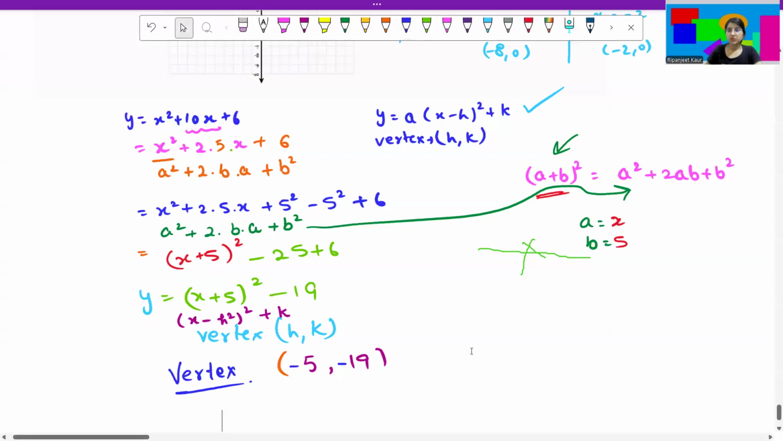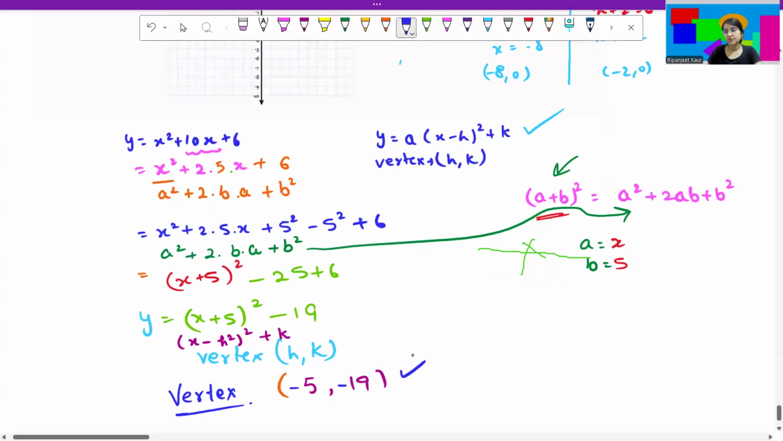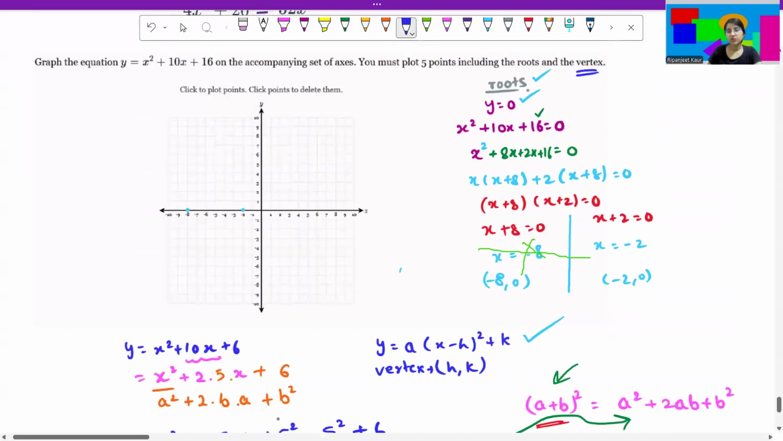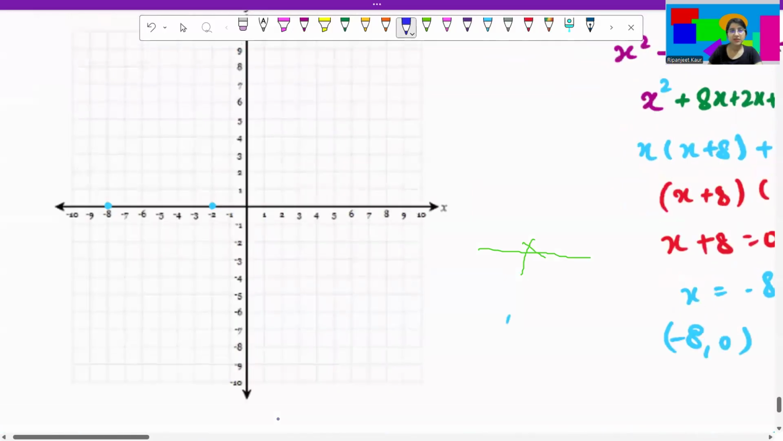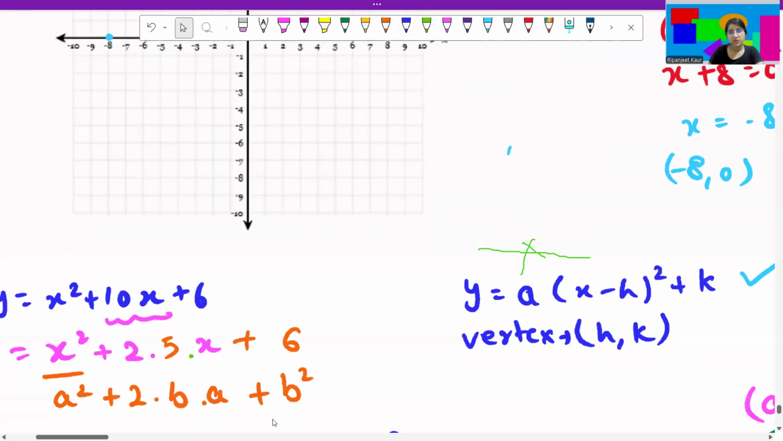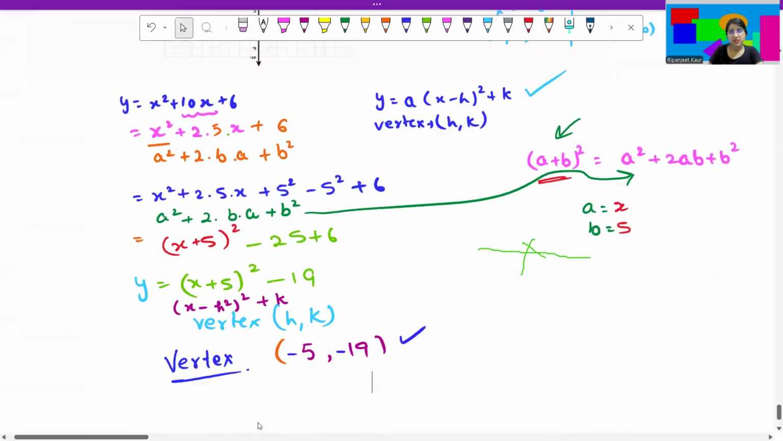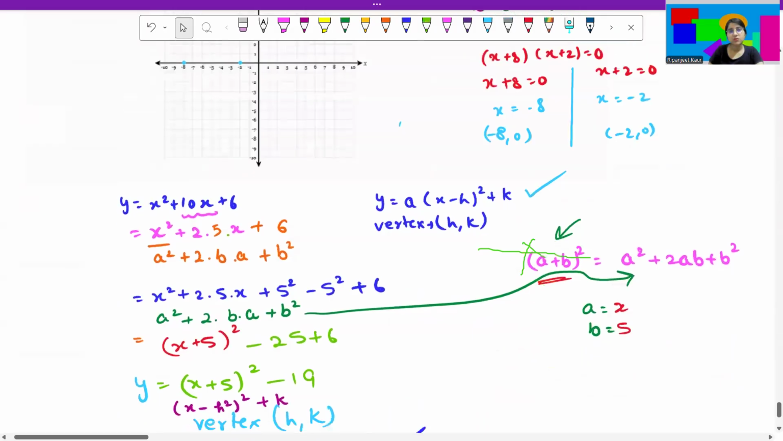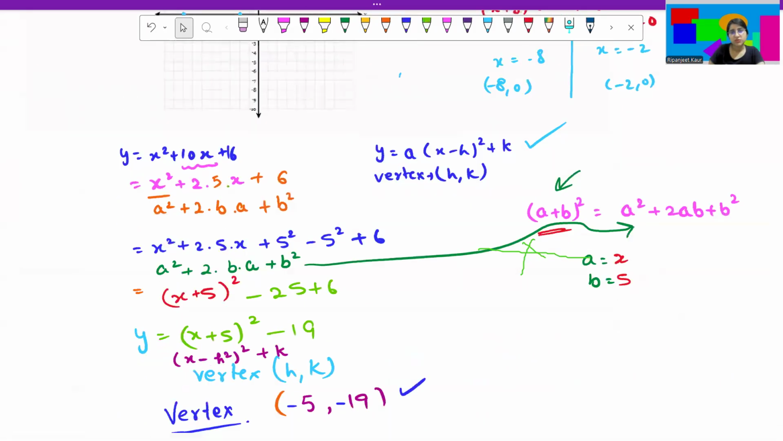They wanted us to find out 5 points. We got one point which is negative 5 and negative 19, and 2 points we have already plotted. The vertex, negative 5 and negative 19, we still have to plot. So it's negative 19, it's not coming on the graph. Let's check if our answer is correct. Oh, it was 16. I'm so sorry. It was 16.